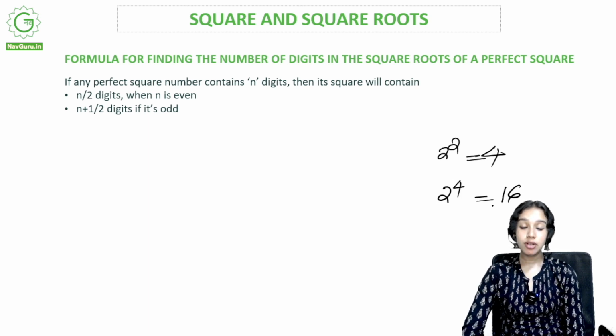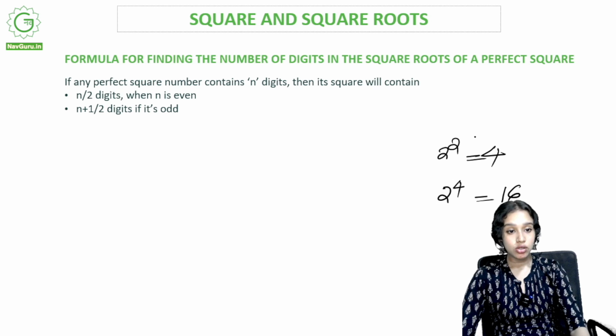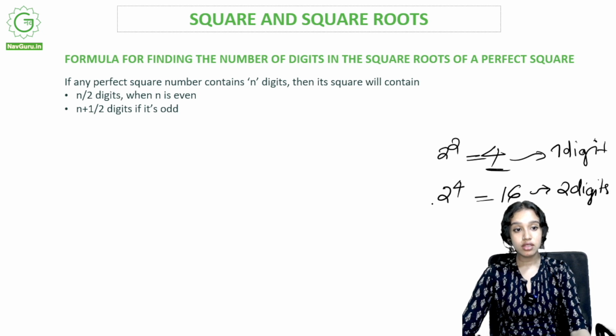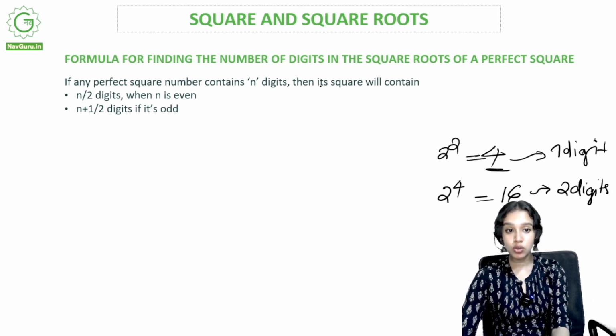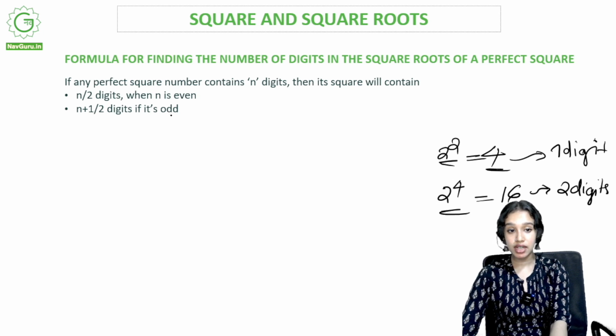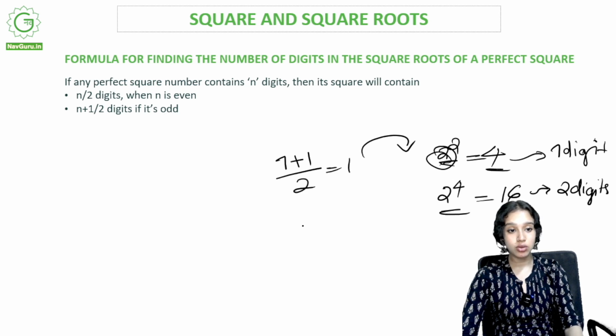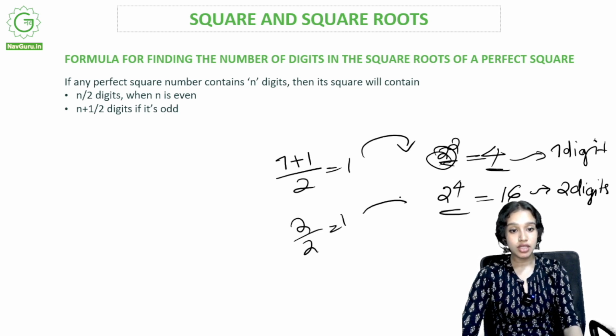So, if any perfect square contains n digits, so this perfect square contains 1 digit. This perfect square contains 2 digits. Then the square root will contain n by 2 digits when n is even and n plus 1 by 2 digits if n is odd. So we get that 1 plus 1, 2 by 2 is 1 digit in this place, and again if we do the thing, 2 by 2 is 1 here.